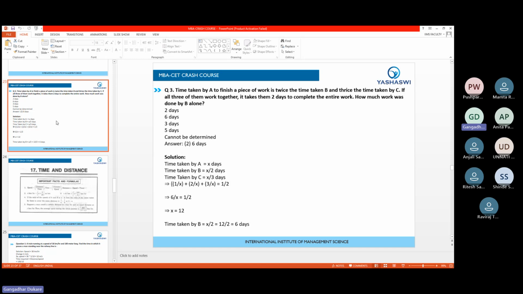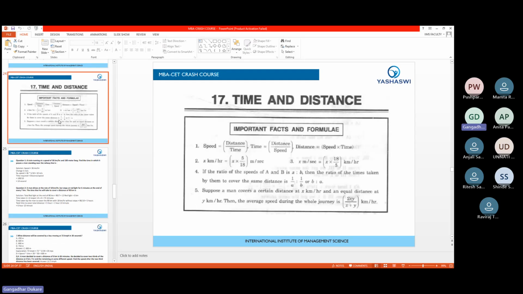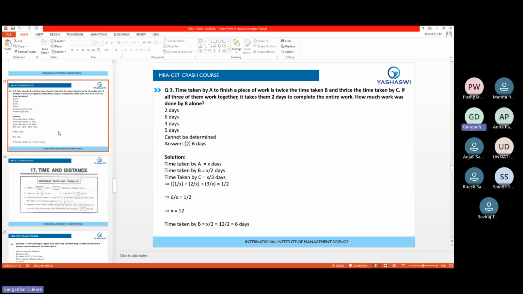Again you can write the equation: the time taken by A equals x days, the time taken by B equals x by 2, which is given, and the time taken by C equals x by 3. Then combine all together: 1 by x plus 2 by x plus 3 by x equals 1 by 2, so x equals 12. Okay, this will come in the time questions.